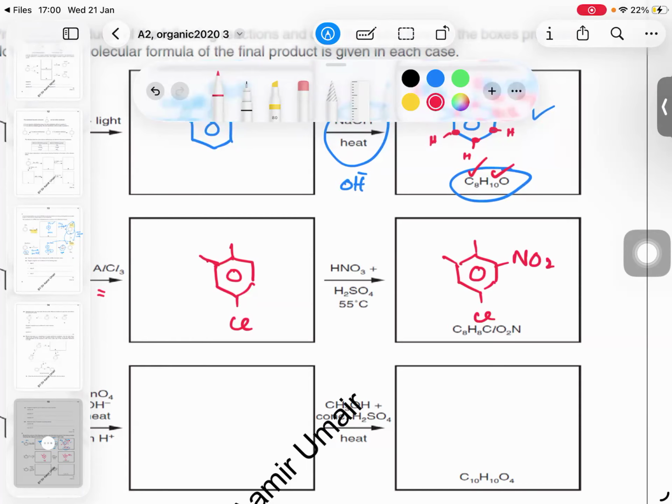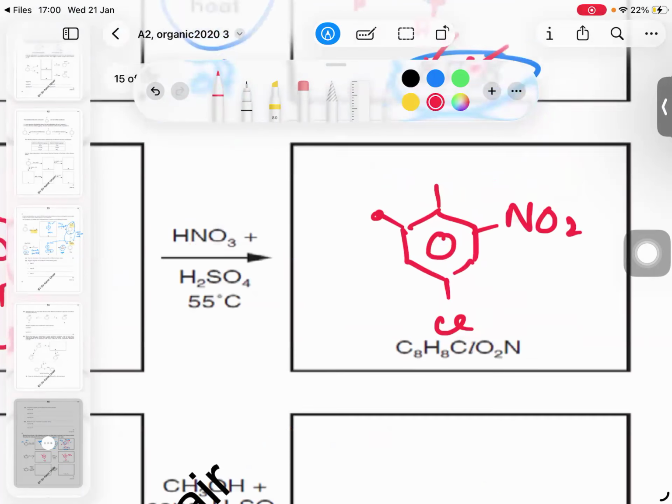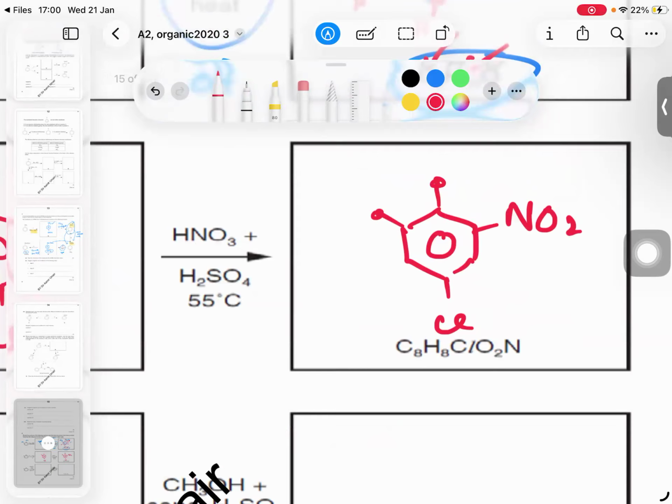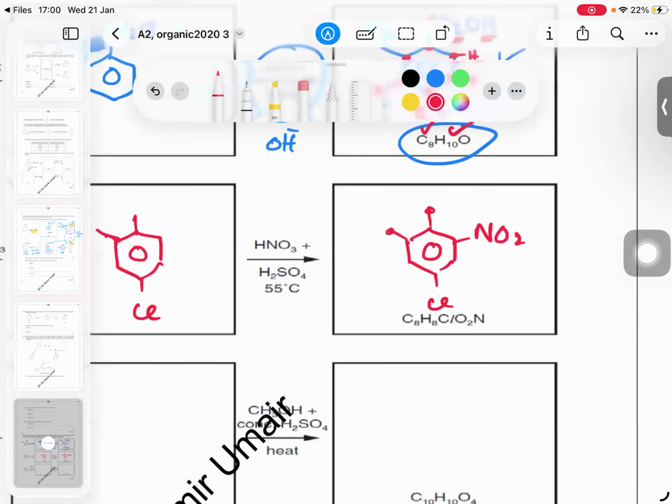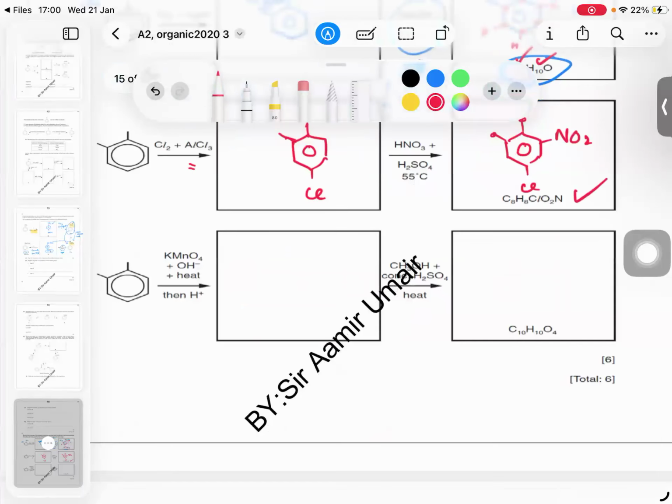Okay, so I hope this formula completes. Yeah, 6, 7, 8 carbon, nitrogen, 2 oxygen, 1 chlorine. So yes, this formula is justified. What about this? The last part.